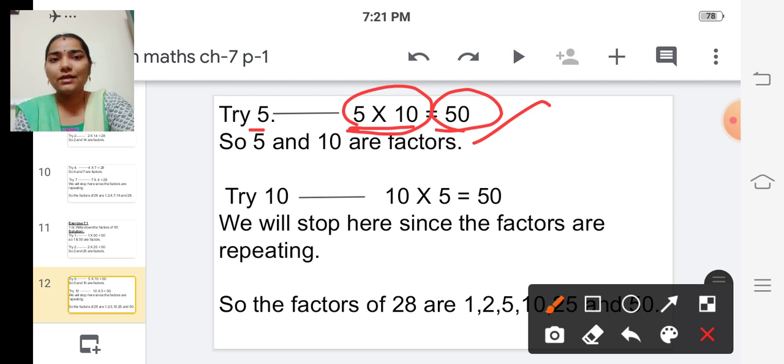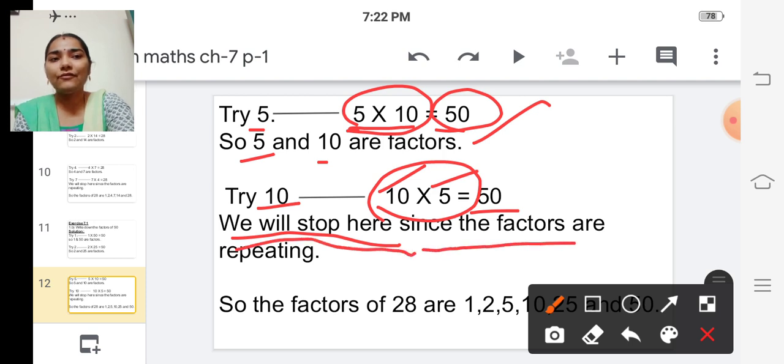So take the 10th table. 10 5s are 50, isn't it? So 10 and 5 are factors, but in the previous step itself we got 5 and 10 as factors. So the factors are repeating, so we will stop here.